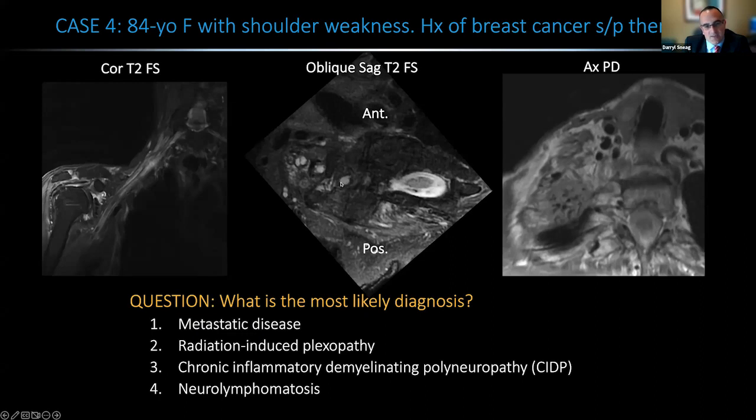So this here is the T1 nerve root, C8, C7. The way I know that is this is the first rib here. So C8 nerve root will be on top of the first rib, T1 below. And then we have a proton density image as well. The options are metastatic disease, radiation-induced plexopathy, CIDP, or neurolymphomatosis.